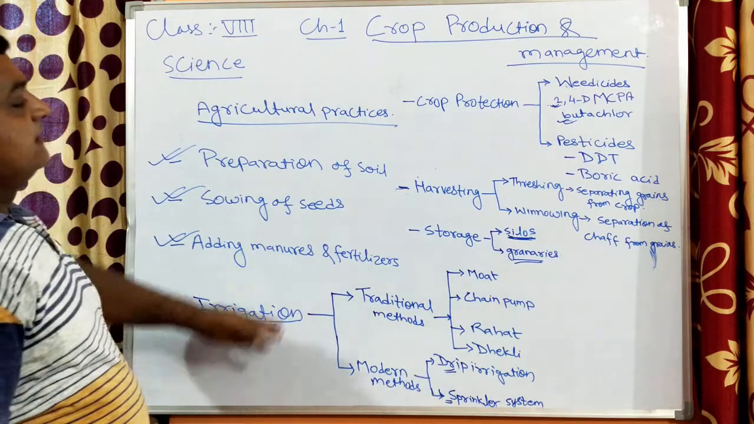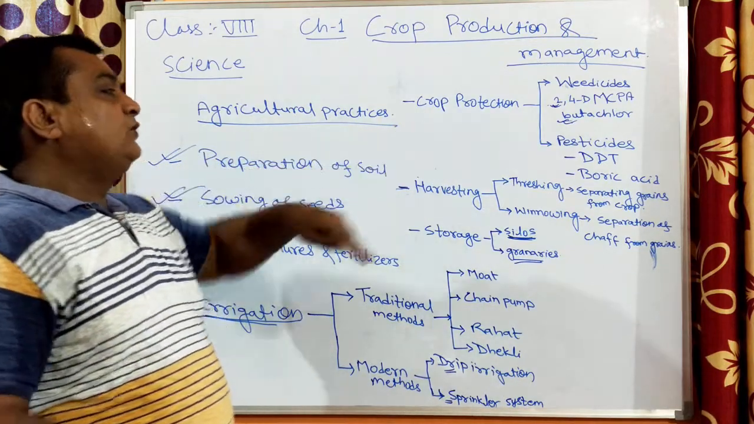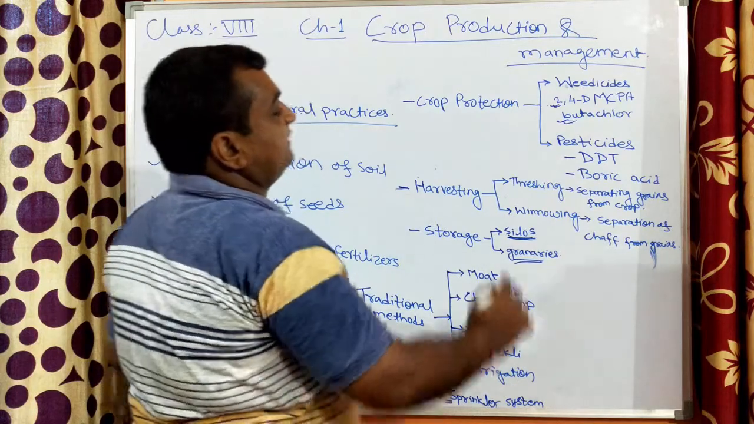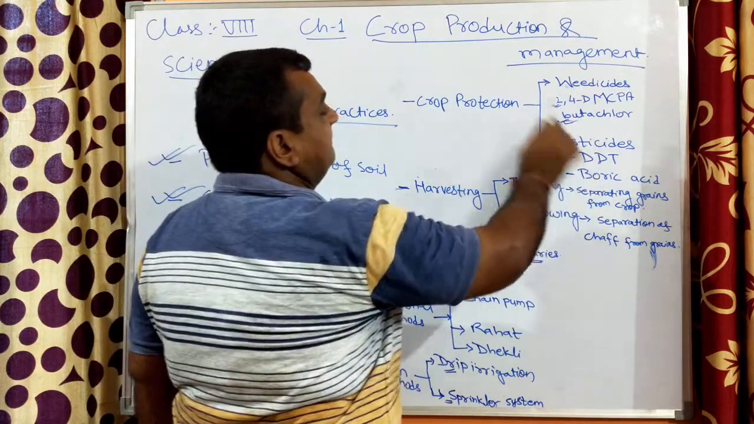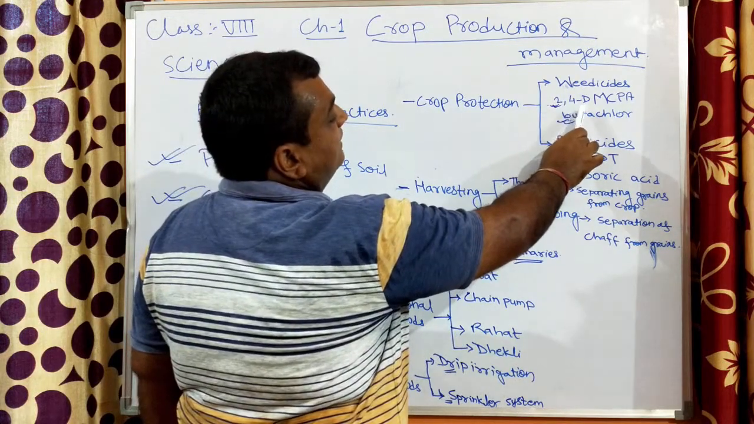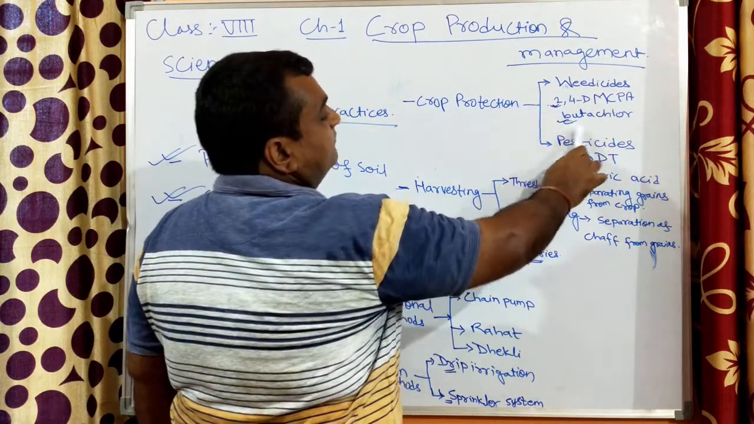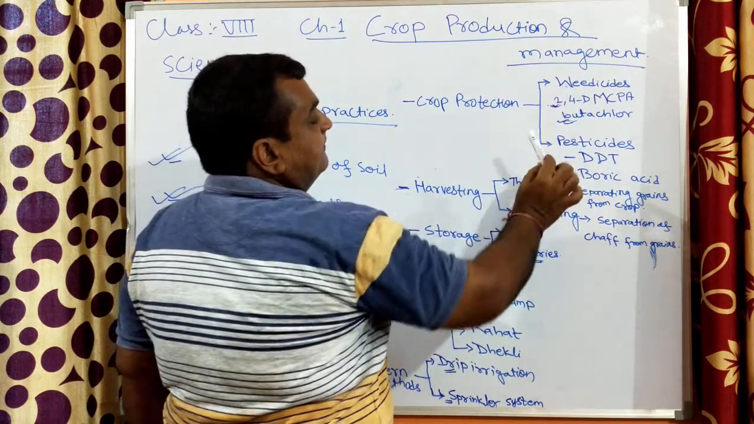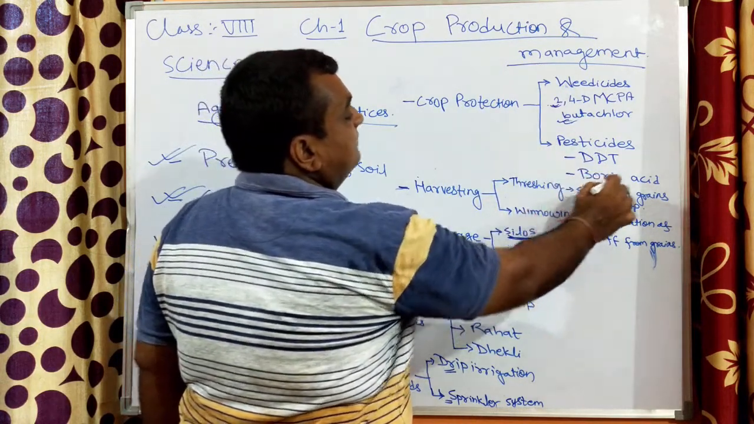After irrigation is crop protection. We need to protect the crops, and in order to protect the crops we make use of weedicides and pesticides. Examples of weedicides: 2,4-D, MCPA and butachlor. Pesticides: DDT and boric acid.